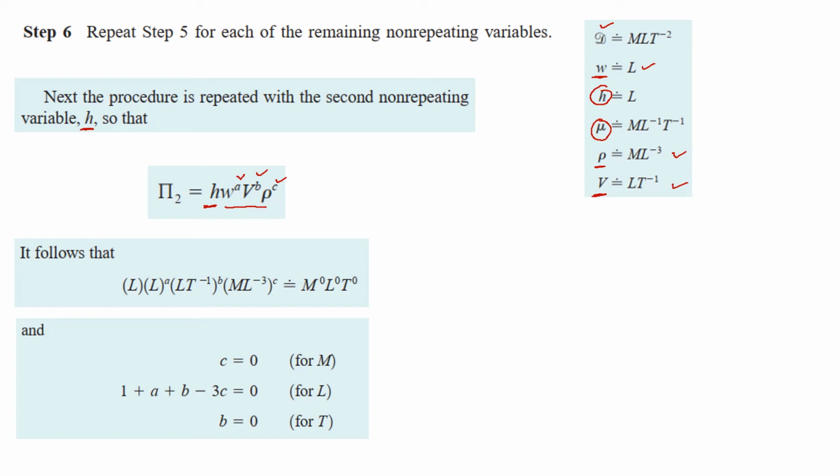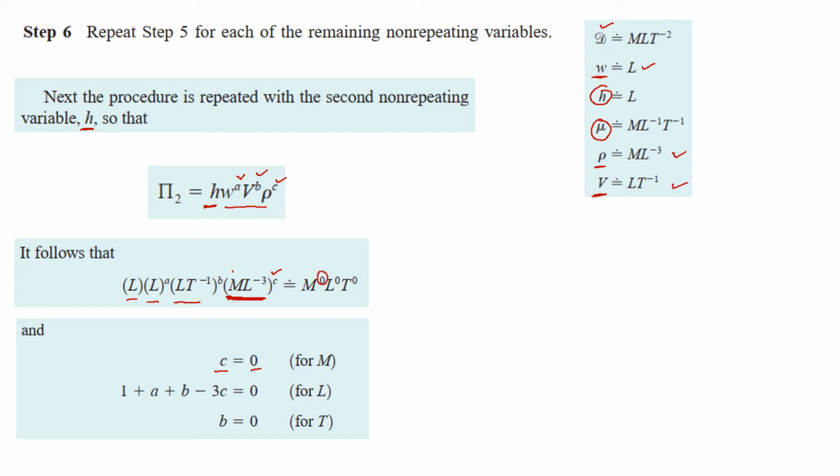First, for mass, the M dimension has a power of c, since mass is not repeated in any of these other variables. As you can see, the dimension of height is L, the dimension of width is length, and the dimension of velocity is length per unit time. The mass term is only included in the density, that is mass per unit volume, and it has a power of c. So c will come on the left hand side, and on the right hand side mass has a power of 0, so c will be equal to 0.